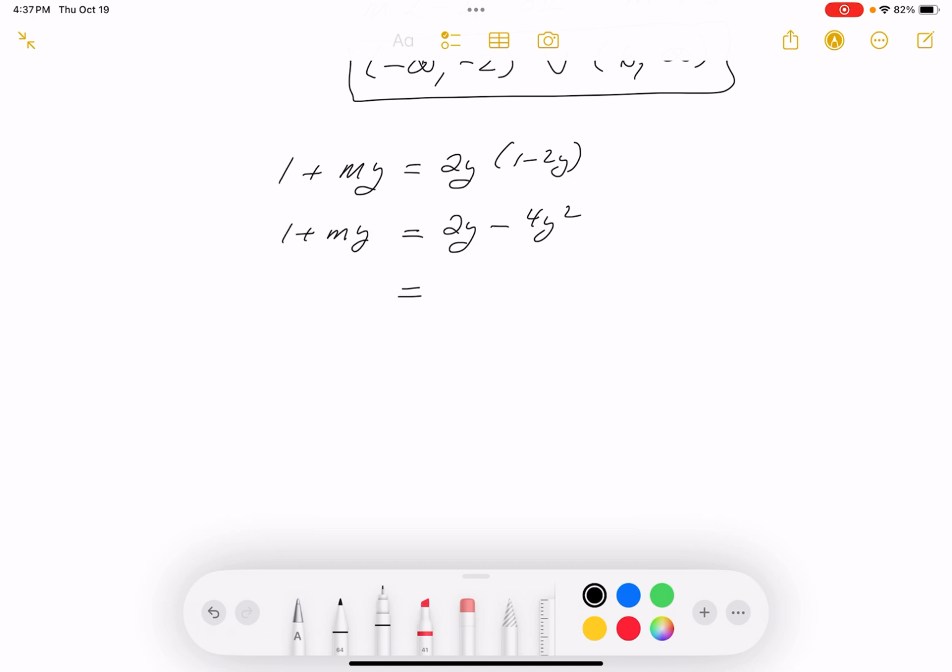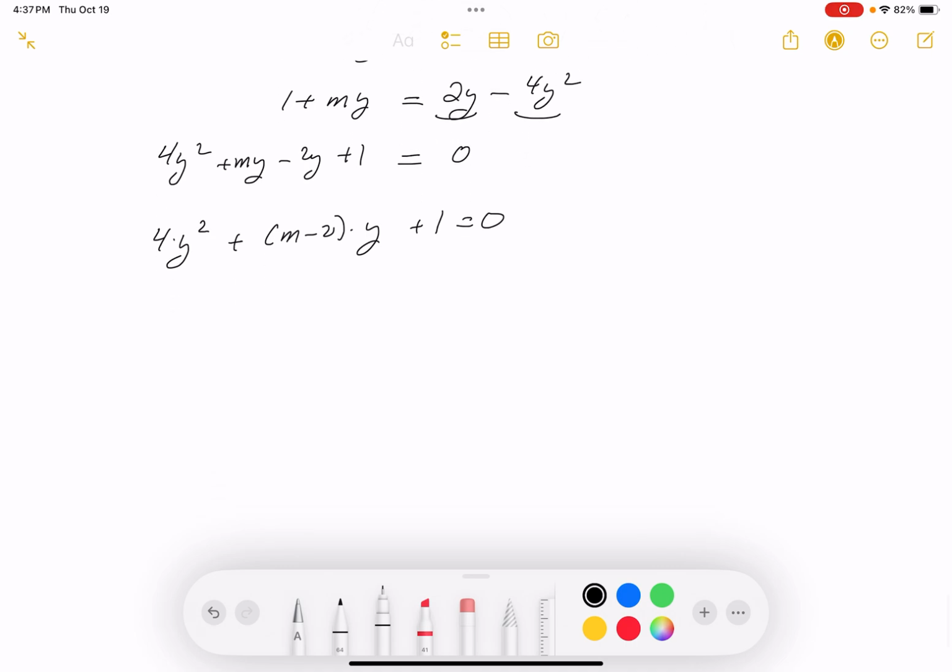This is quadratic in y. What do you get over here? 4y squared, then you're going to get plus my minus 2y, and then plus 1 equals 0. I'm going to write a more familiar form: 4y squared plus (m minus 2) times y plus 1 equals 0. And I'm going to get the roots. I'm not going to try to factor it. I'm just going to do the quadratic formula.